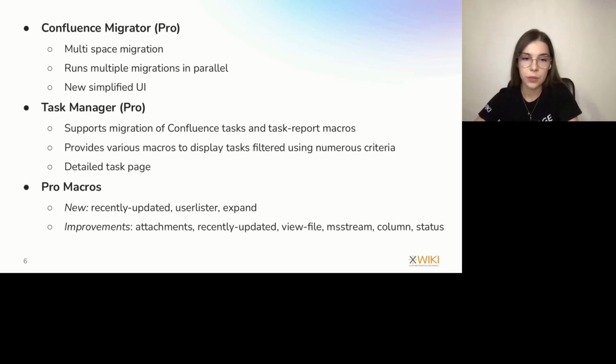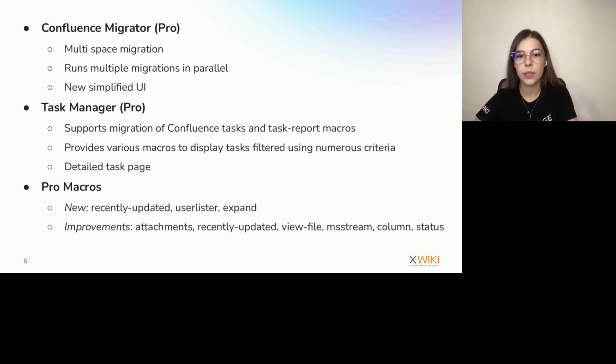Another very important tool that was introduced this year is the Task Manager Pro. We have received numerous requests to support task migration and also the macros associated with it, such as task report. And because we value a lot the input from our customers or potential customers in the community, we made all the efforts to release this product. So the Task Manager Pro supports migration of Confluence tasks and task report macros. So if you have tasks created in Confluence and macros associated to it, after the migration, they will be displayed the same in XWiki.